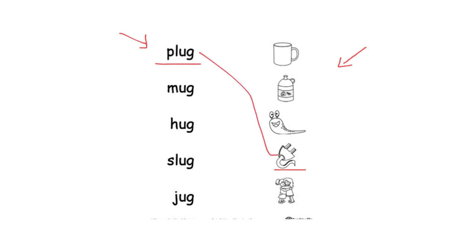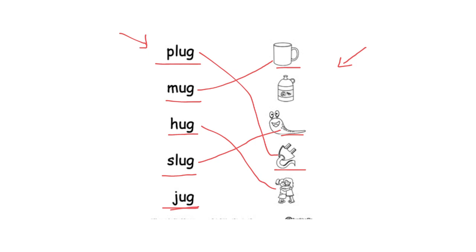Now let's read the second word. Mug, mug. Where is the picture of the mug? Yes, it's this one. Now let's read this word. Hug. Where is the picture that shows hug? Yes, it's this one. And how about this word? Slug. Where's the picture of the slug? Yes, this one.